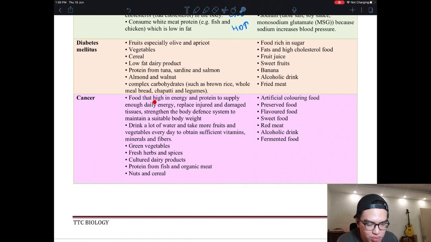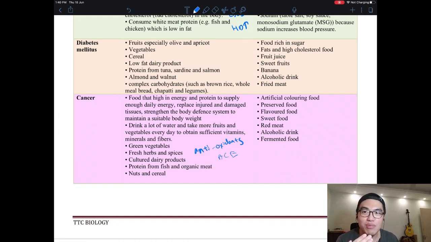Food high in energy and protein to supply daily energy, replace injured and damaged tissue, strengthen body defense, blah blah blah. Drink a lot of water. Green vegetables, herbs and spice, cultured dairy products, blah blah blah. Mainly you need something called antioxidants. These are the ones that protect you from cancer. So eat your antioxidants. So what are they? Vitamin A, C, E. What is an antioxidant? If there are bad things in your body that want to attack your body cells, these things will protect you from the damage.